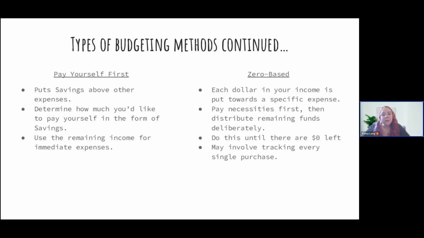The zero-based budgeting method is where each dollar in your income is put towards a very specific expense. So you'll pay necessities first, and then distribute all the remaining funds deliberately. And you'll do this until there's $0 left of your income. And this may involve tracking every single purchase and can be a little bit tedious, but if this is the kind of structure that works best for you, then we would definitely encourage you using that method.